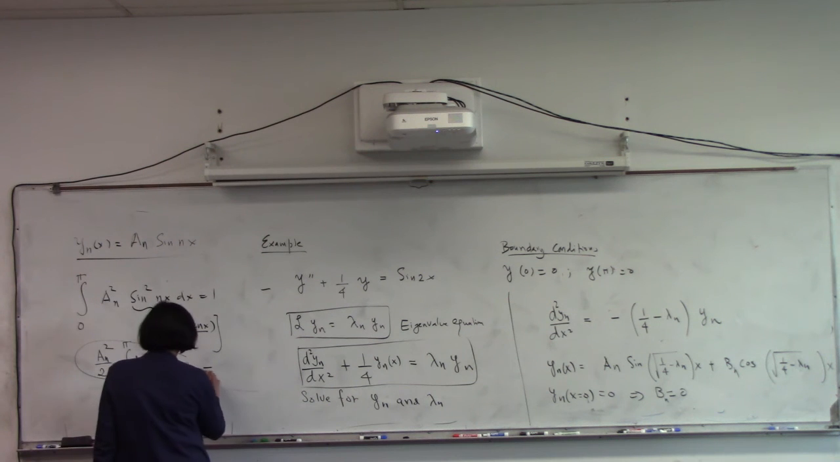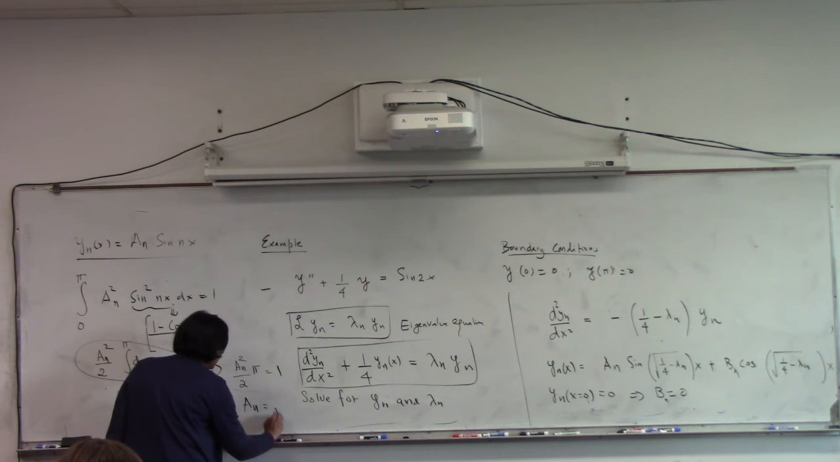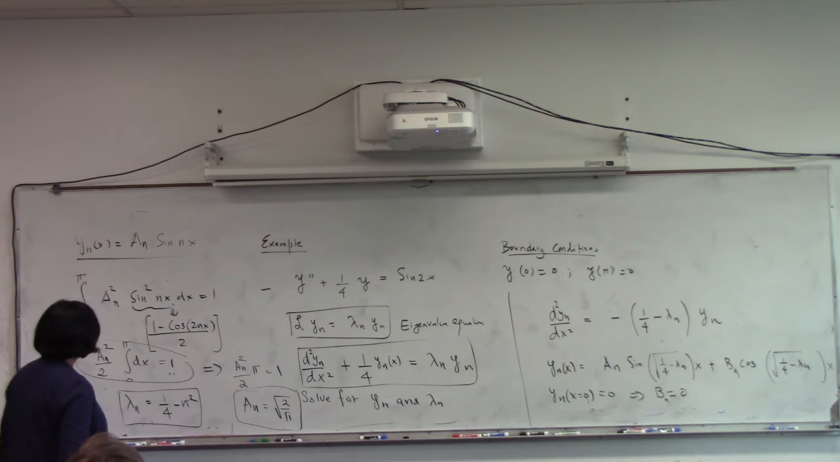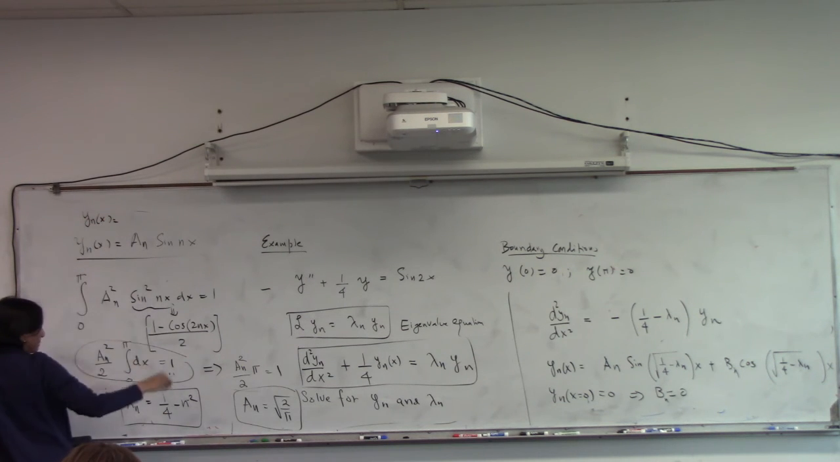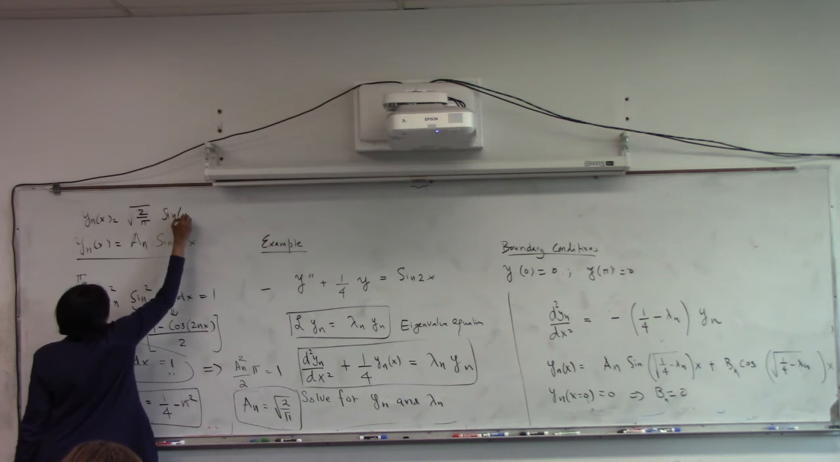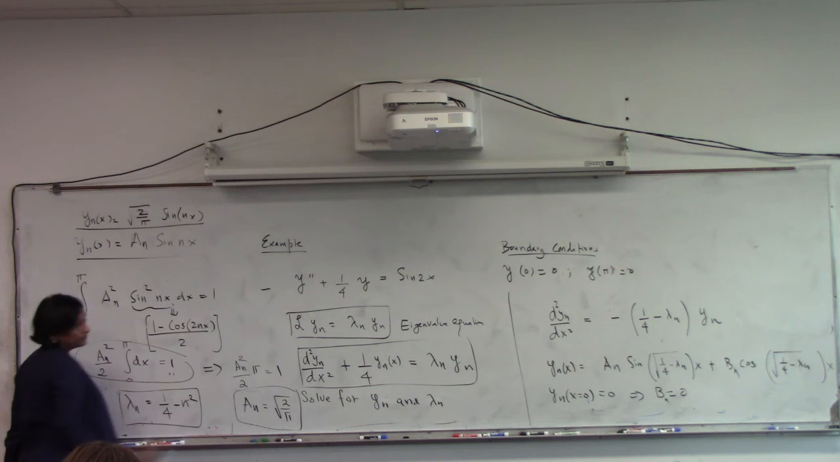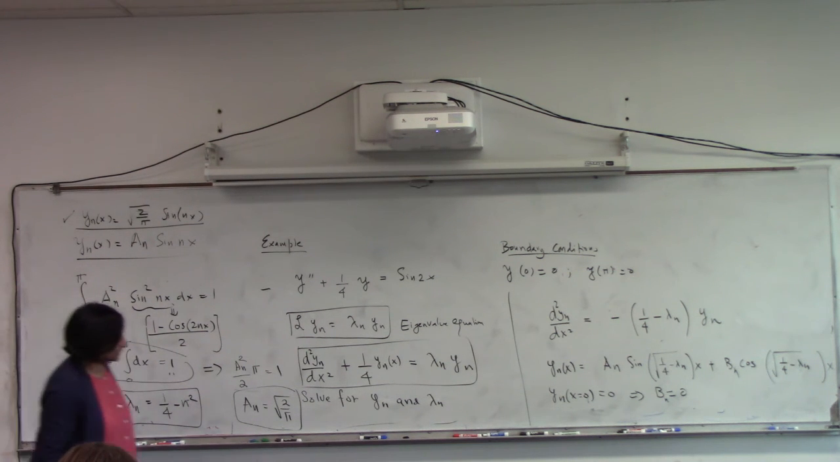So this implies a square n over 2 times pi is equal to 1, or a sub n is nothing but square root of 2 over pi. So I do know the complete eigenfunction including the normalization, which is nothing but square root of 2 over pi times sine of nx. Alright? So we have the eigenvalue here, we have now the eigenvector here. Okay? So we are ready to calculate the Green's function now.